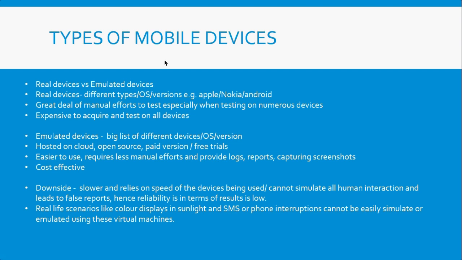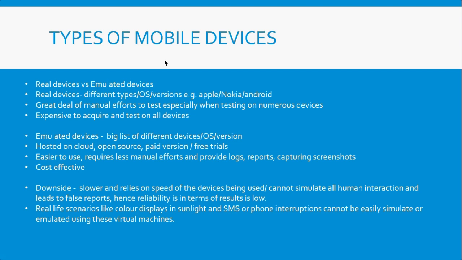something that is called an emulator. An emulator will mimic the functionalities of a real device. You can have some emulators live in the cloud. Some are cloud-based applications, some are virtual machines and all that. So for real devices, we have different types of operating systems, and as you rightly saw at the beginning, different versions. There is a great deal of manual effort to test, especially when testing on numerous devices, and it's also very expensive.